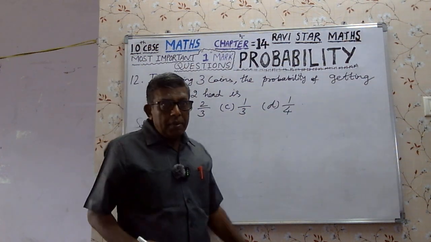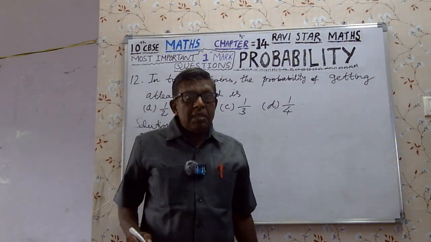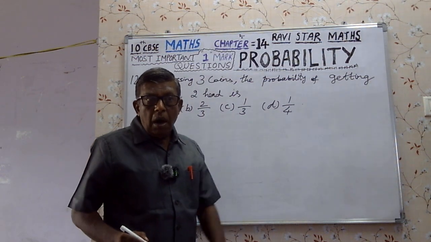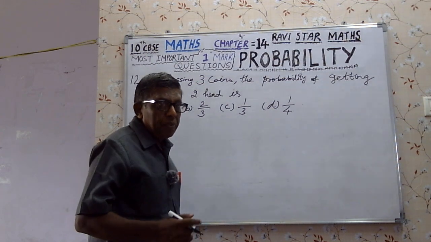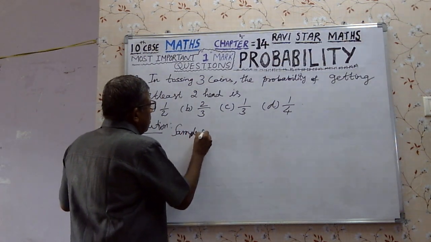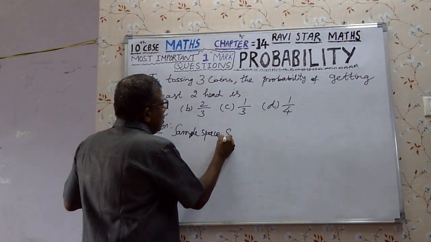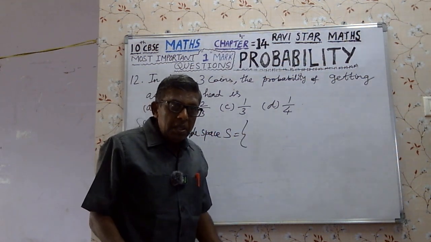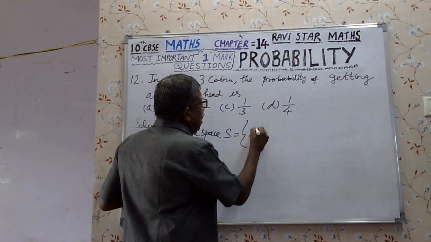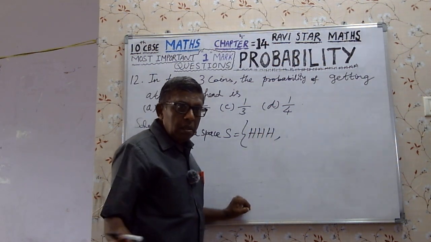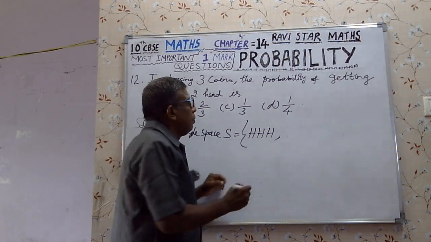Tossing 3 coins. Sample space. What is sample space? The set of all possible outcomes of tossing 3 coins at a time. S is equal to: tossing 3 coins, H, H, H. In all 3 coins, head, head, head.